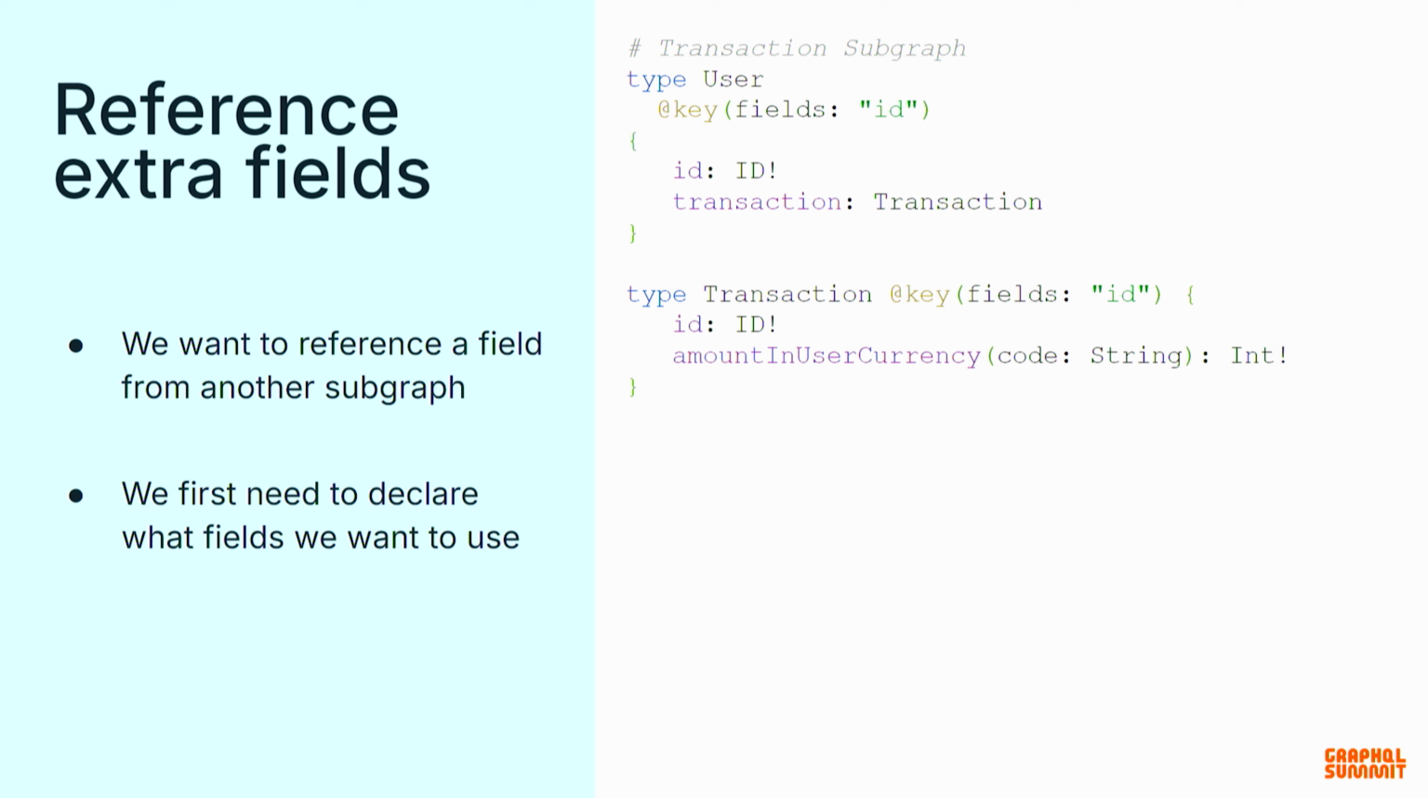We're just looking at the transaction subgraph. We want to reference another field that we know exists on the user type, this currency code. We want to get that into the transaction subgraph. So first we need to declare what fields we want to use.